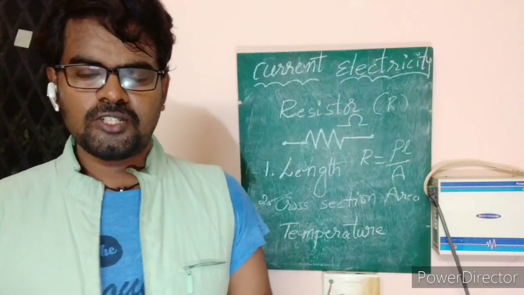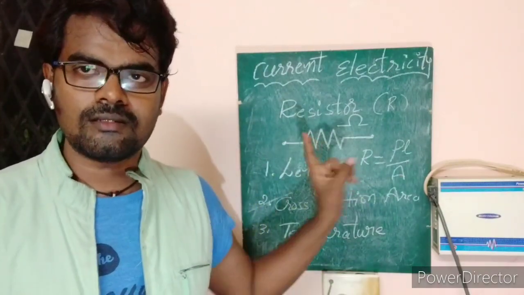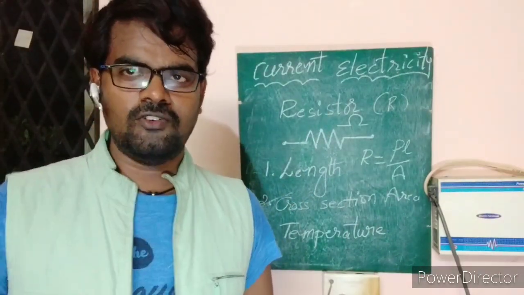Why are we mentioning this particular word obstruction? Because this resistance and this resistor will obstruct the flow of current. Current can easily flow.